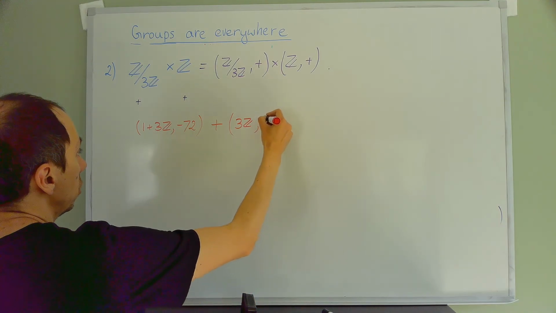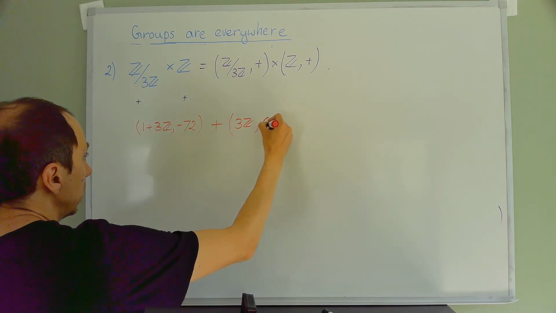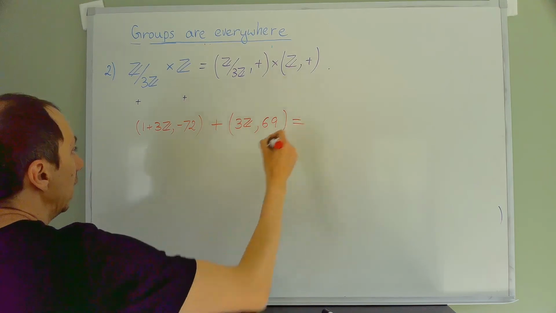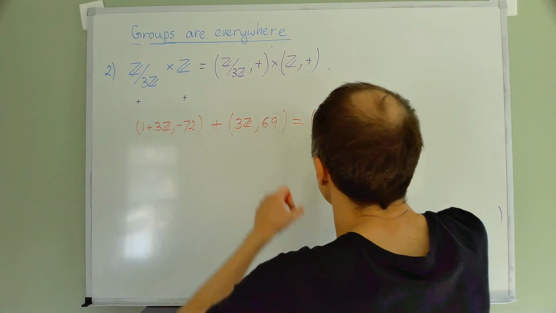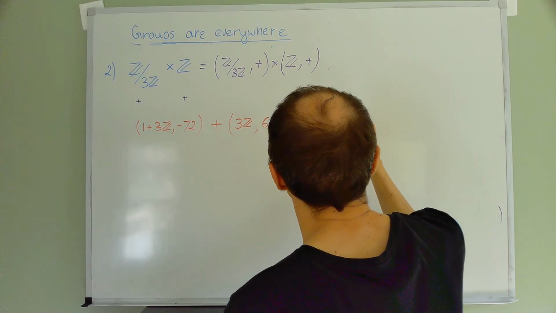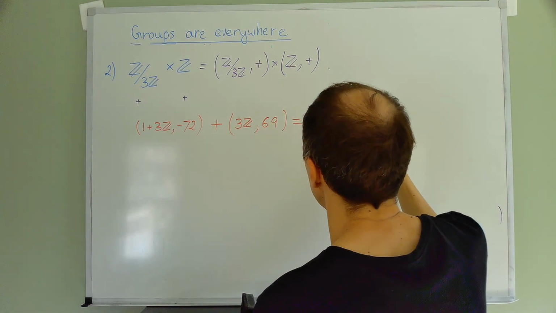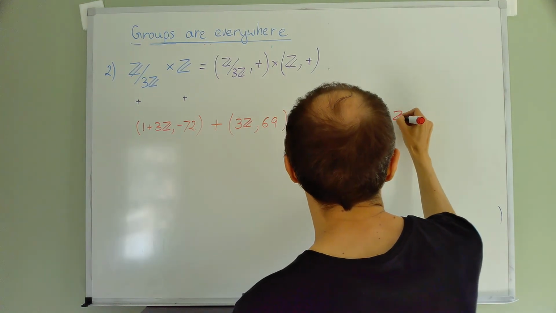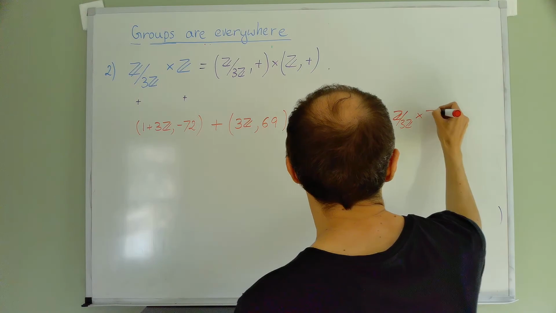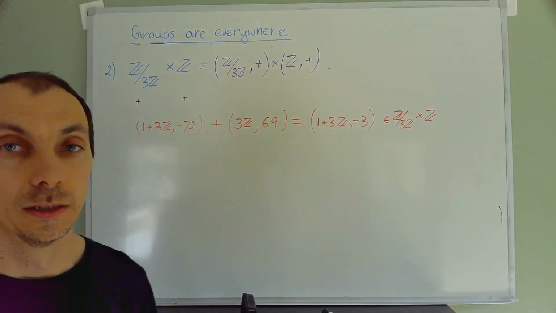And another integer, how about 69? If I add these two elements using coordinate-wise addition, this plus that is 1 plus 3Z, and minus 72 plus 69 in integers, that's minus 3. So that is an element in Z mod 3Z cross Z.